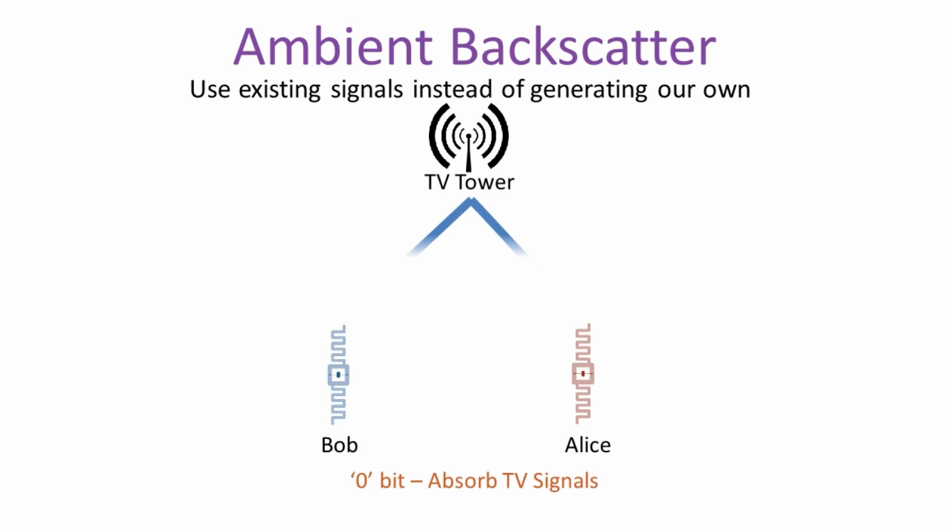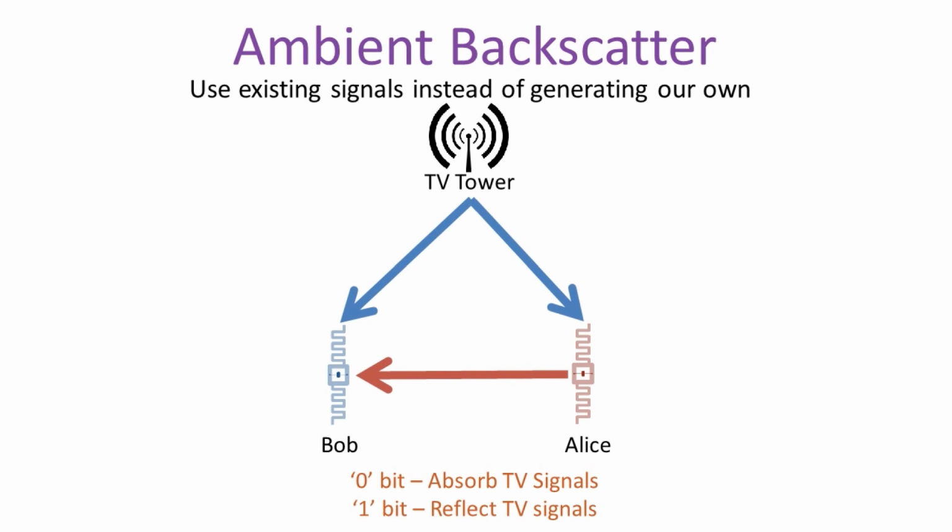So for example, Alice sends a 0-bit by absorbing all the incident TV signals and a 1-bit by reflecting these TV signals. Alice and Bob do not generate their own RF signals, and they use no batteries. Thus, Ambient Backscatter enables wireless communication out of thin air.